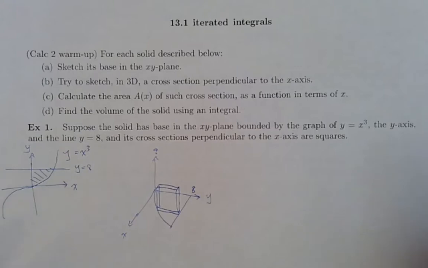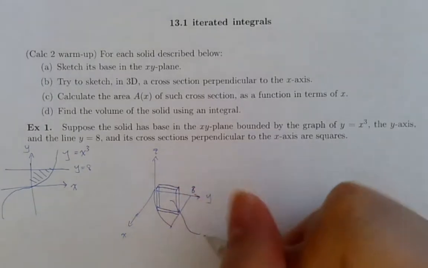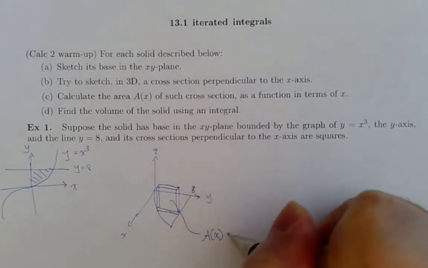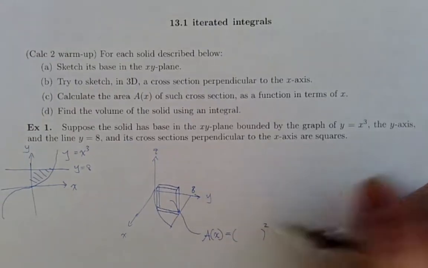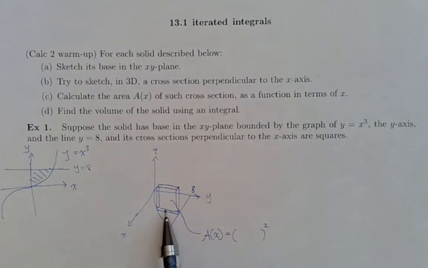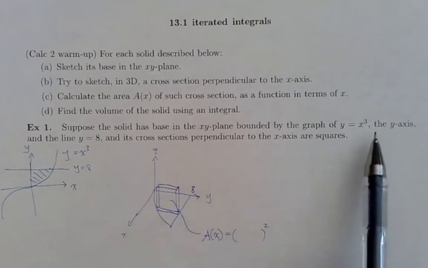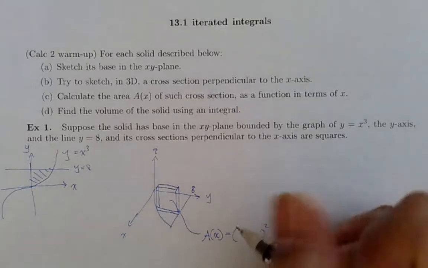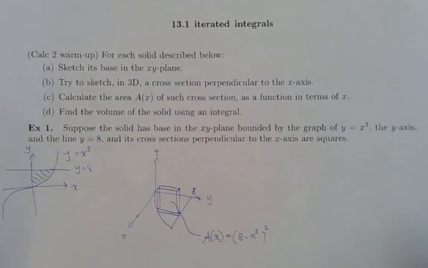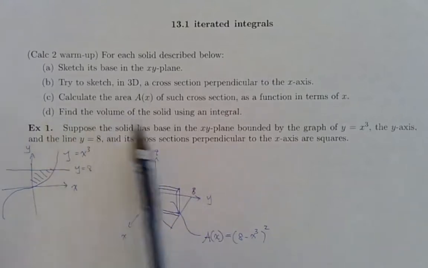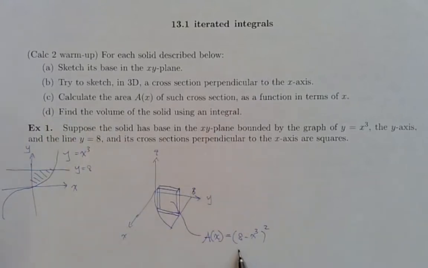And the cross-sectional area of that square, we are denoting A of x, is equal to the side length squared. What is the side length? The side length is the distance from 8 to the curve x cubed. So that length is 8 minus x cubed. So that quantity squared, that's the cross-sectional area. And then part D is to find the volume of the solid using an integral.